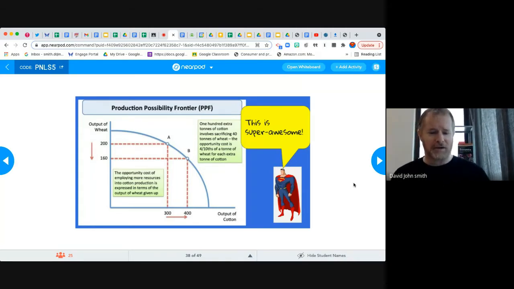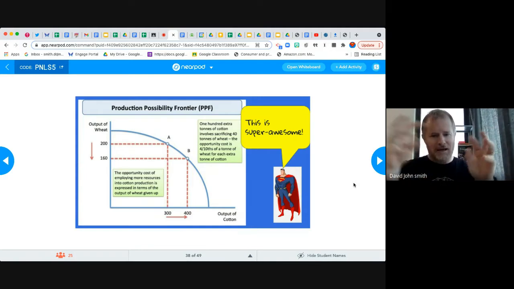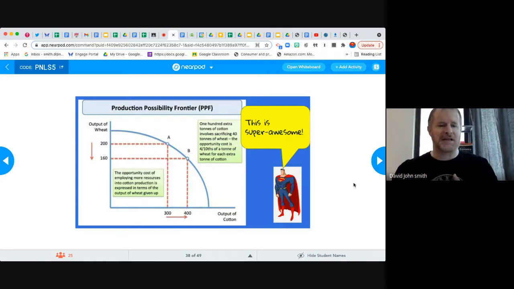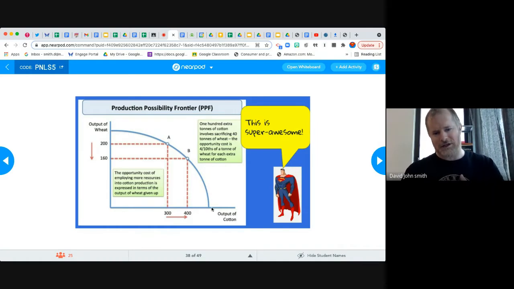The reason why I like to refer to it as a supermodel is that it is able to encompass, to encapsulate, a whole lot of other economic theories that it's able to illustrate. So we've said that this is the production possibility frontier, the representation of what is possible to produce. If we were to use this model and imagine we were producing wheat and cotton, then this curve would be the maximum we could produce of wheat and cotton, right?